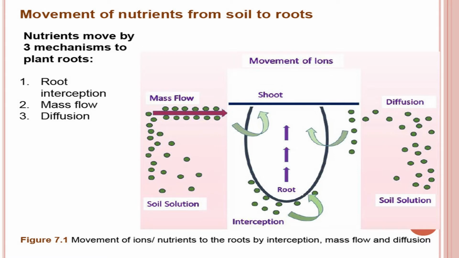One is root interception. Here the root will reach the nutrients present in the soil solution. Then mass flow: from soil solution, nutrients or ions move in mass. You can see in this picture the relative concentration of ions or nutrients in mass flow. It is a very heavy population or heavy density of these ions under mass flow. And you see diffusion also, from higher concentration to lower concentration, from solution to the root they are reaching. So, these are the 3 important mechanisms by which the nutrients reach the surface of the roots.